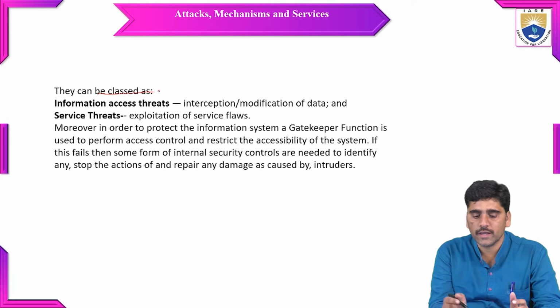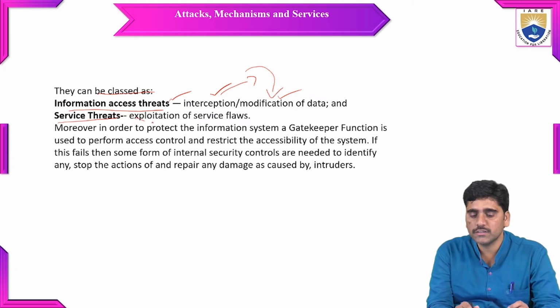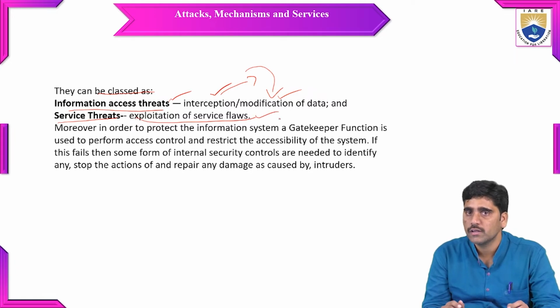So they can be classified as information access threats and service threats. Information access threats are nothing but interception and modification of your data. Interception is where they are not allowed to modify the data, but they are able to analyze and monitor the data, and then they carry out the modification process so that the message will be modified. And the service threats are the exploitation of service flaws. They are going to exploit all those services because the threats are available.